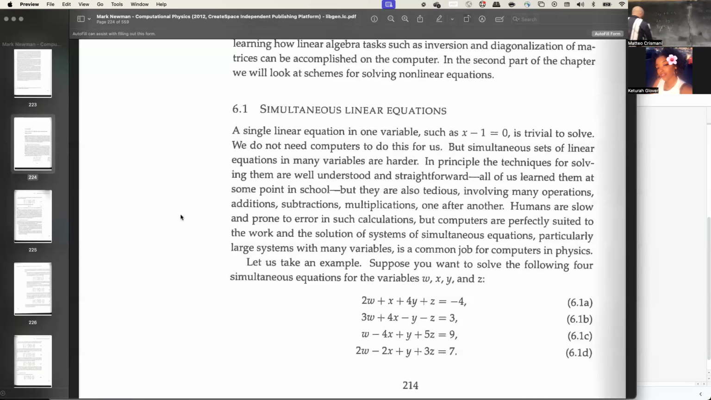Okay. If I take that, let's write these relationships down. 2w plus x plus 4y plus z equals -4. 3w plus 4x minus y minus z equals w minus 4x plus y plus 5z equals 9. 2w minus 2x plus y plus 3z equals 7.